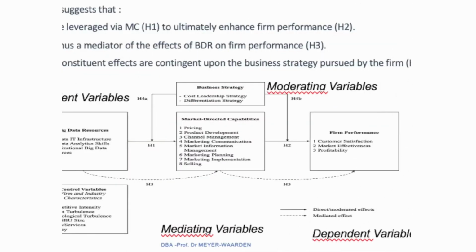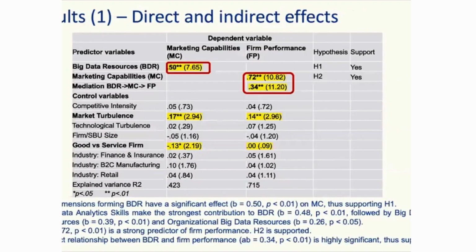And here is our example 6 and last example, about our study on big data management and firm and customer relationship management performance. Here are the results, and you can see here the outcome of our regression analysis. So all 3 dimensions of big data resources have a significant impact on marketing capabilities. That's part of hypothesis 1.